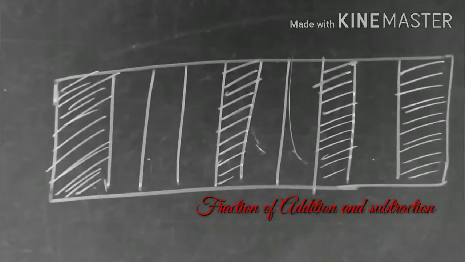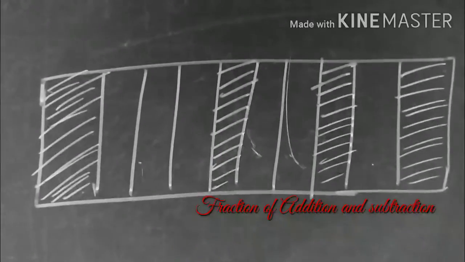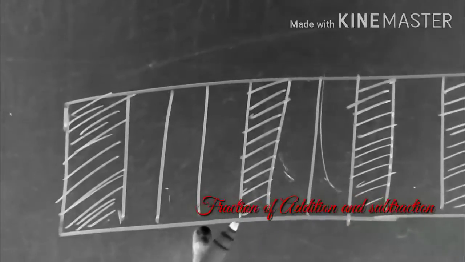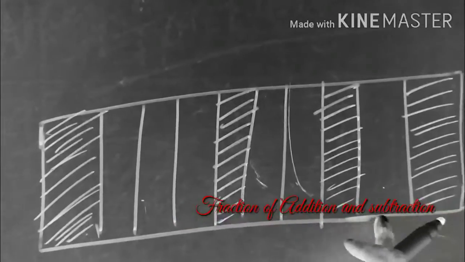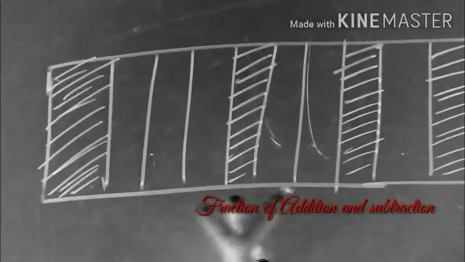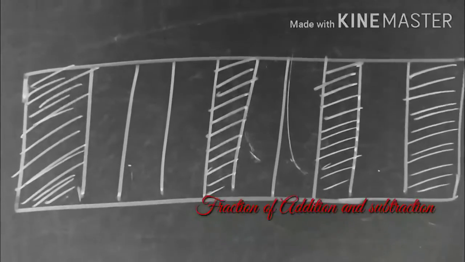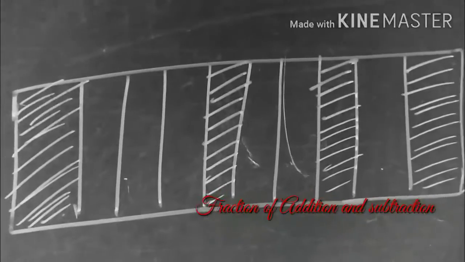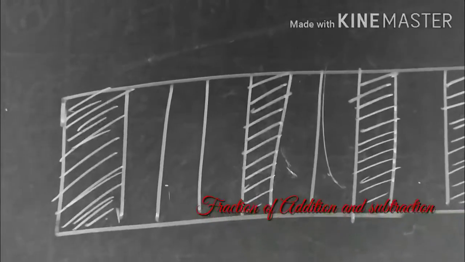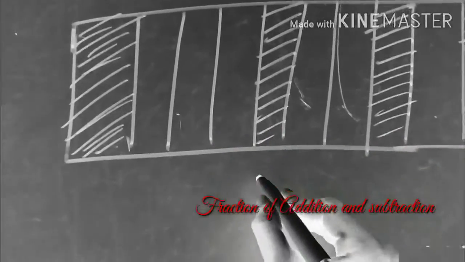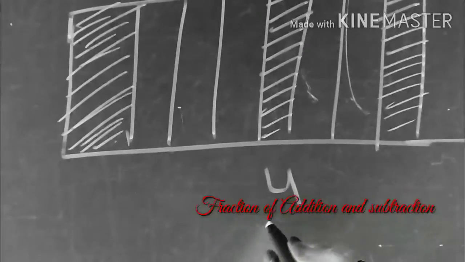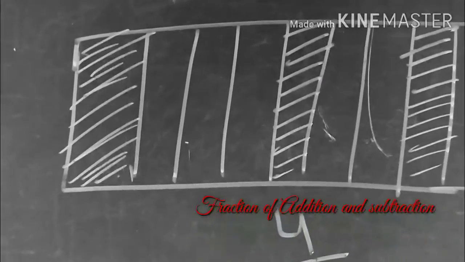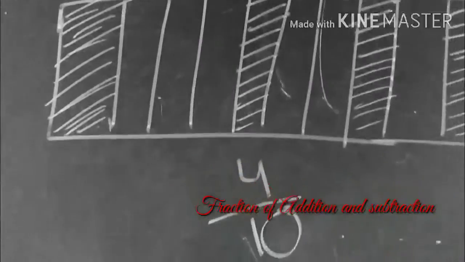Look at this picture. This is a sequence. 1, 2, 3, 4, 5, 6, 7, 8, 9, 10. Total how many boxes? 10 boxes. How many colored parts? 1, 2, 3, 4. So we can write 4 is our colored part and total is 10, our total boxes.